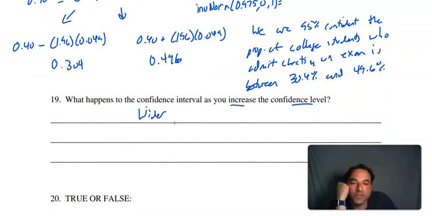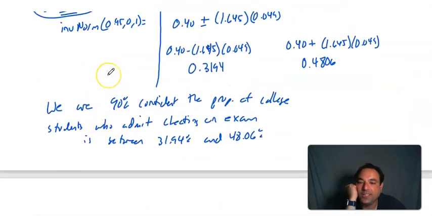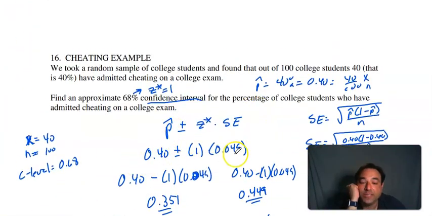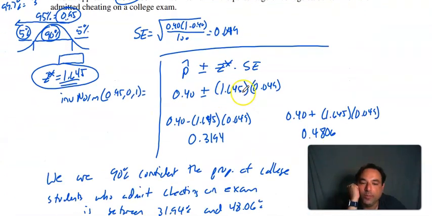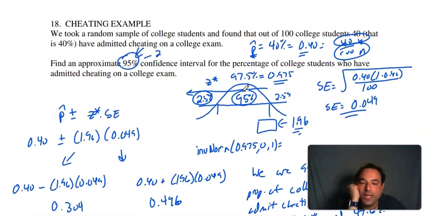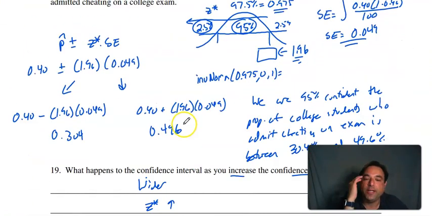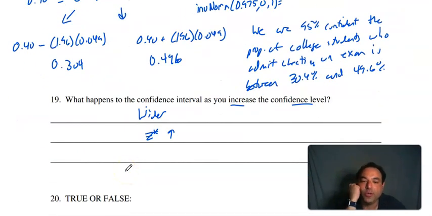Now, why does the confidence interval get wider? Well, the math answer would be that your Z star increased. So if we look at it, P hat and SE were the same for all of them. What changed was the Z star went from 1 for 68, 1.645 for 90, and about 1.96 for 95. So that's why. Also think about it, you become more confident the wider the interval is.